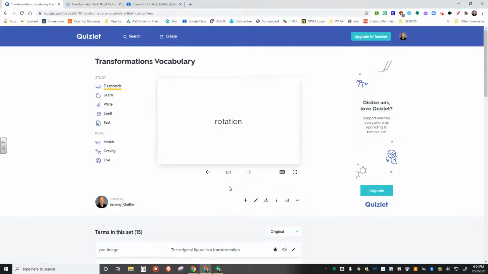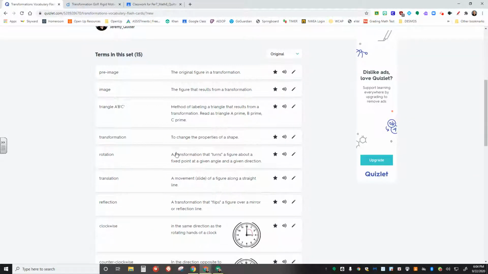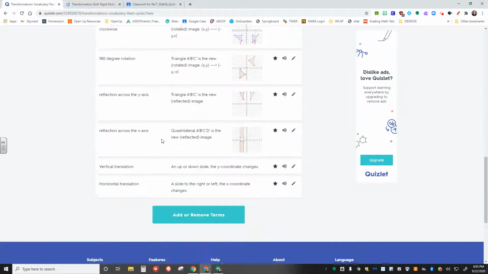on the front. I would like you to go ahead and scroll down here and you can see what they say. Pre-image is the original figure in the transformation. The image is the figure that results from the transformation. You can go ahead and mark these up for different things. You can hear image, the figure that results from a transformation. Image. You can also look at all these terms and you'll be going through them.